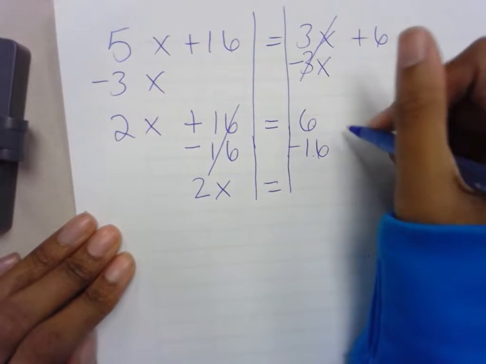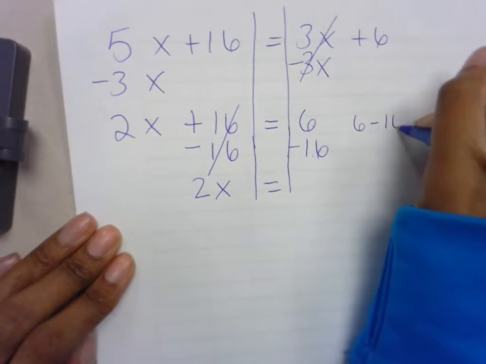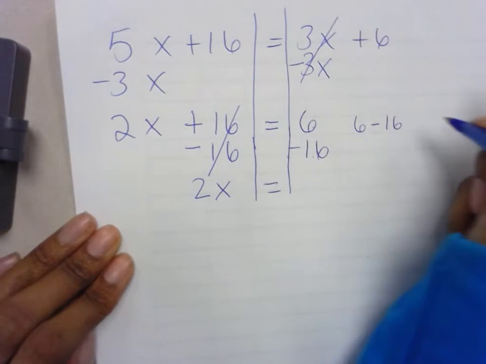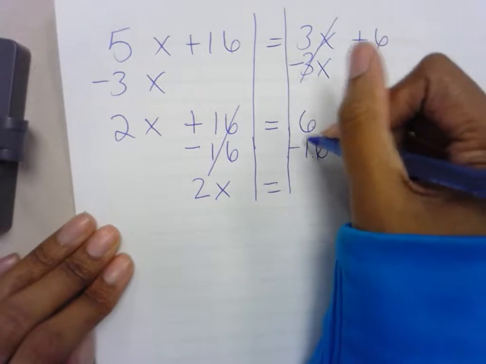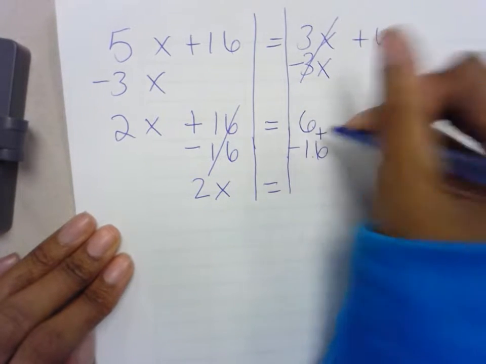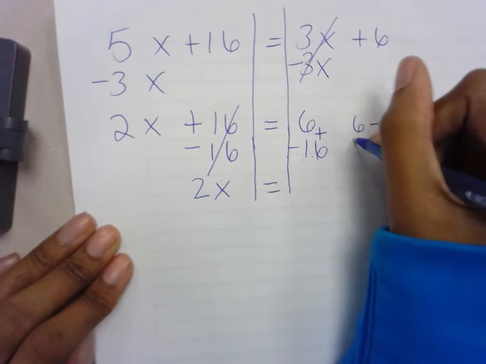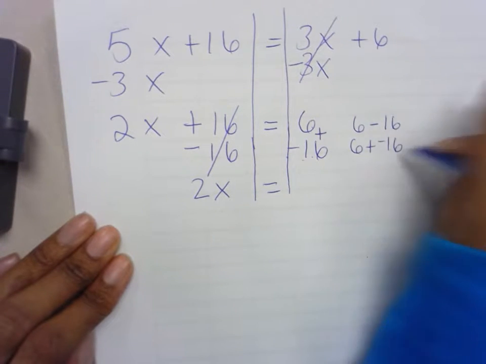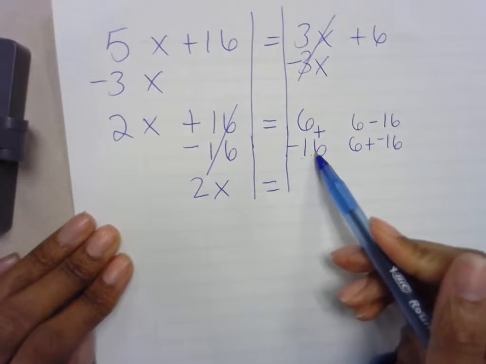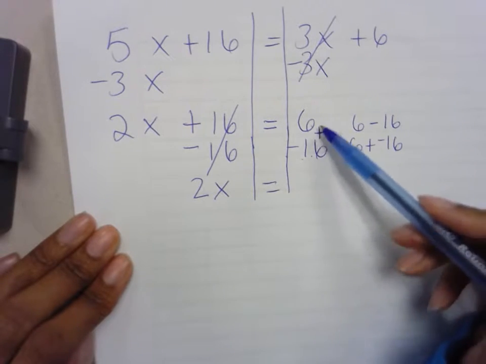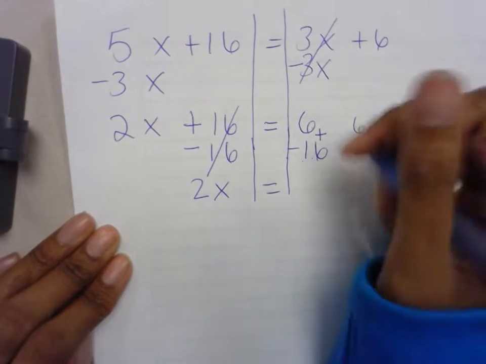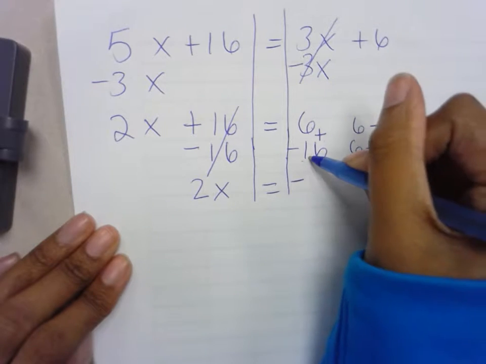You can put in the calculator 6 minus 16 and get your answer, or you can think addition because we're combining numbers here, so 6 plus negative 16, same meaning. So 6 plus negative 16, when we add different signs, we subtract. The bigger number is negative, so it's going to be negative. 16 minus 6 is 10, so the answer is negative 10.